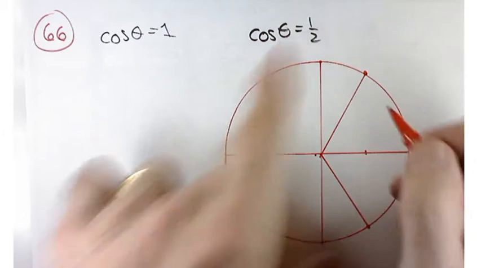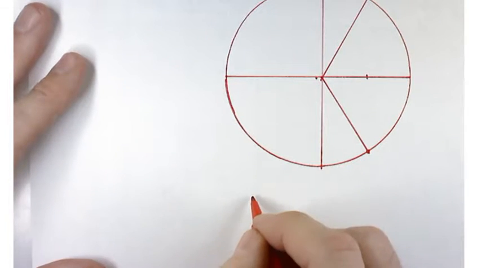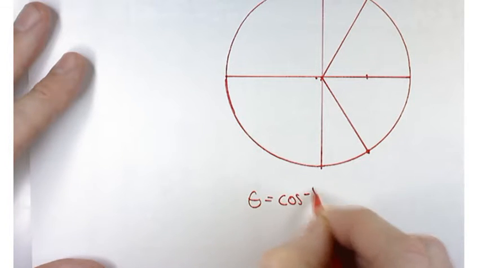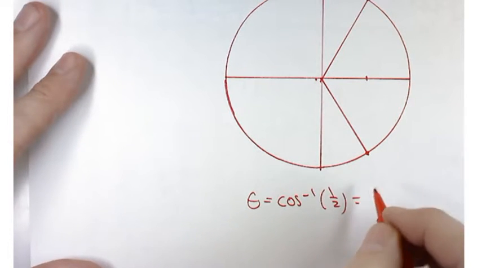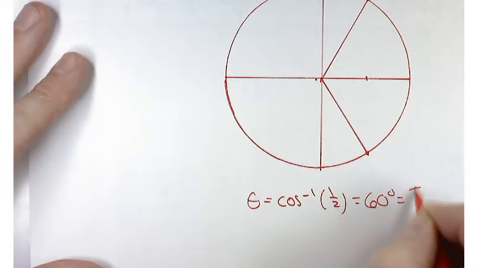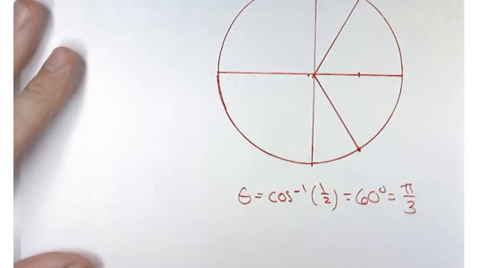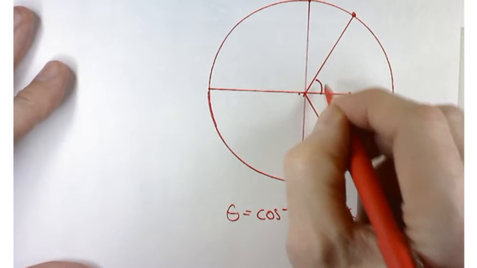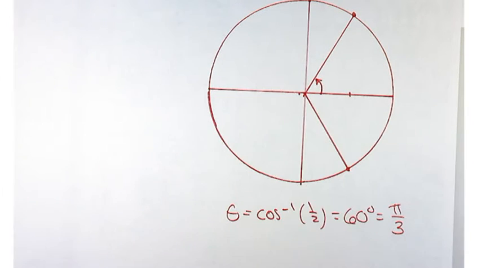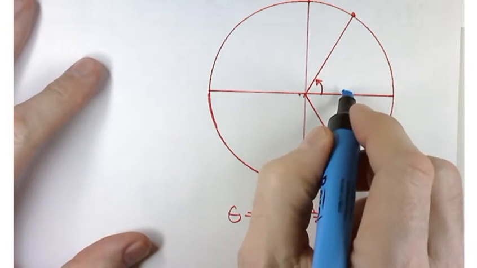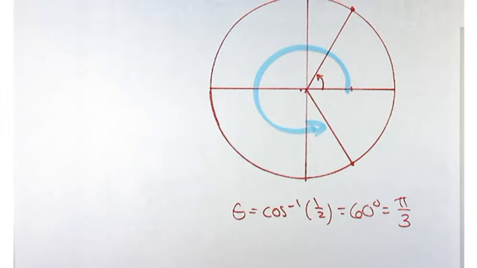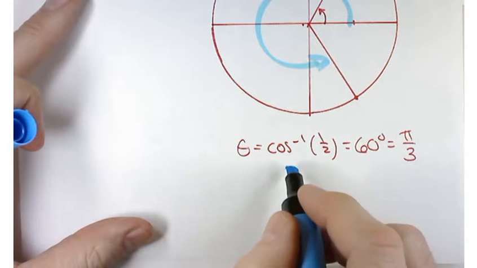So you're looking at this and going, okay, I got that. Theta equals cosine inverse of 1/2. My calculator spits out 60 degrees. I know 60 degrees is pi over 3. Okay, that's great. That's this one. But there's another one, and we want to list that using a positive angle. So I want to know, what's that angle here? One in blue. What else could they equal?